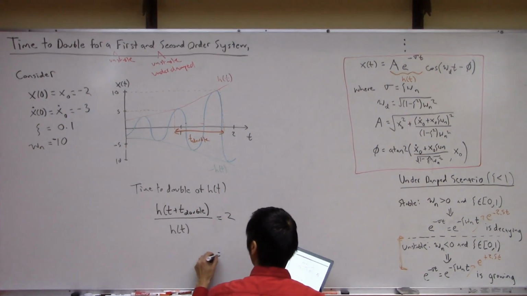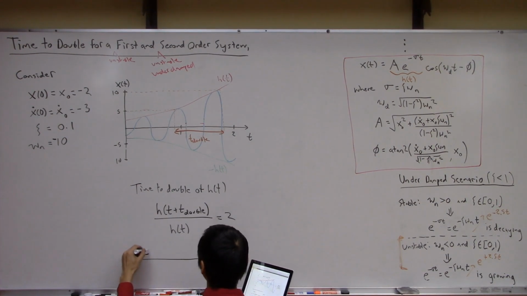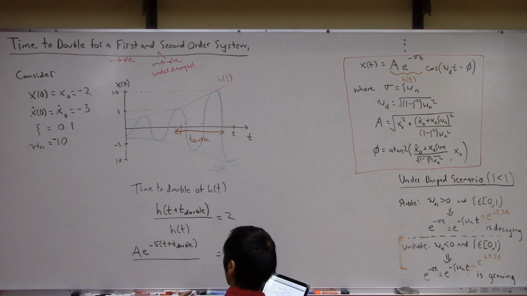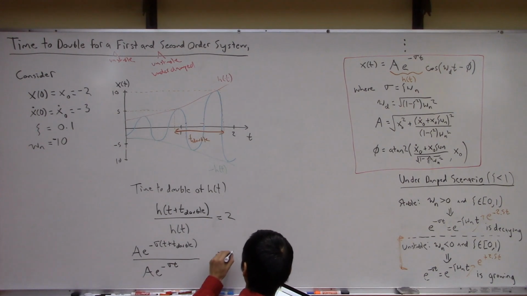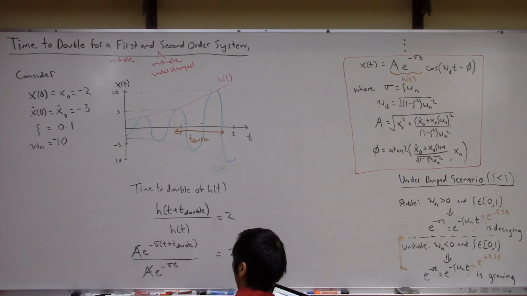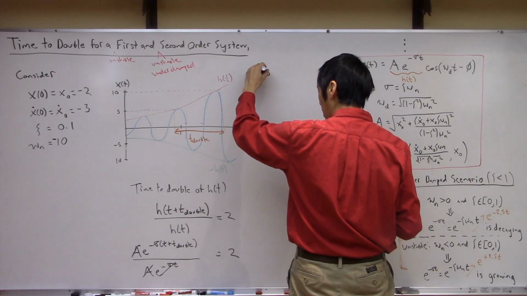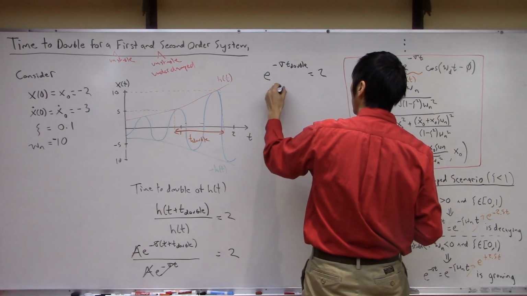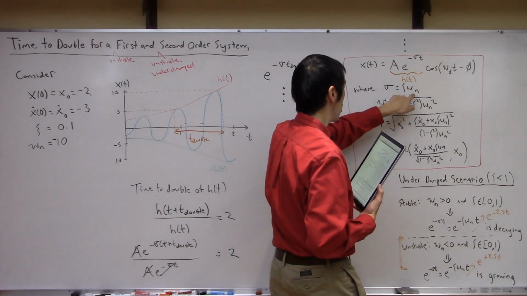So looking at this first one, the numerator is just a e to the minus sigma times t plus t double. The denominator is just a e to the minus sigma t. And that has to equal 2. Again, a whole bunch of stuff cancels out. In fact, we end up with almost the identical expression we had earlier. This basically becomes e to the minus sigma t double has to equal 2. So again, do the same thing we did last time, solve this, and substitute in that sigma is just zeta omega n, okay?